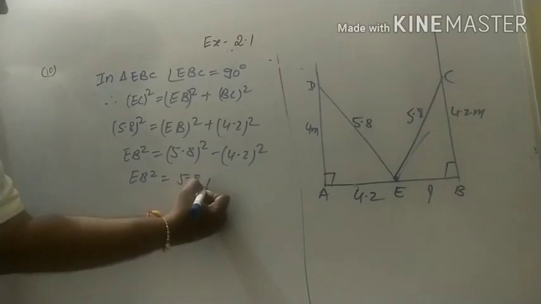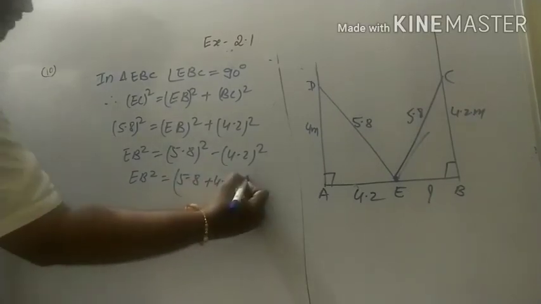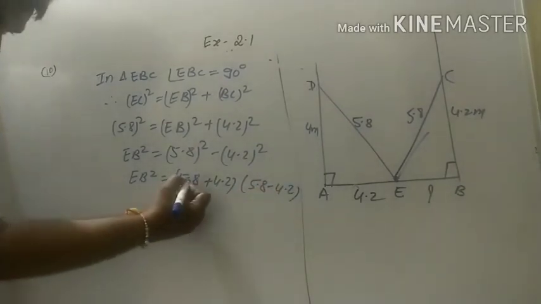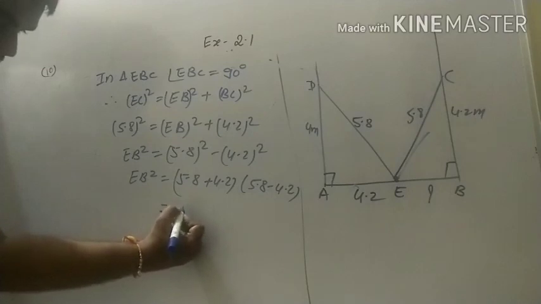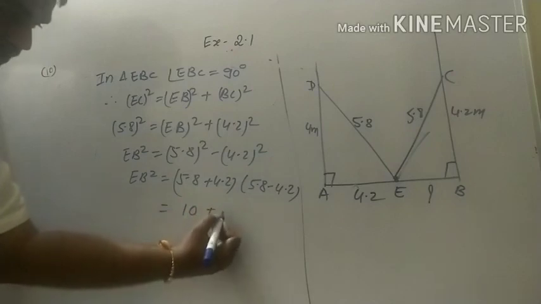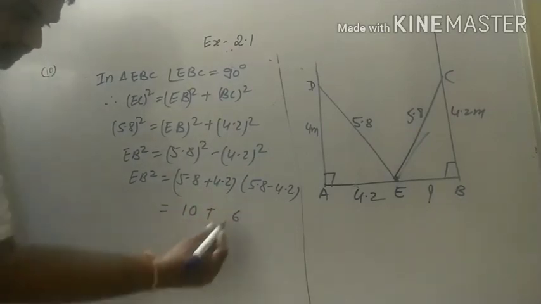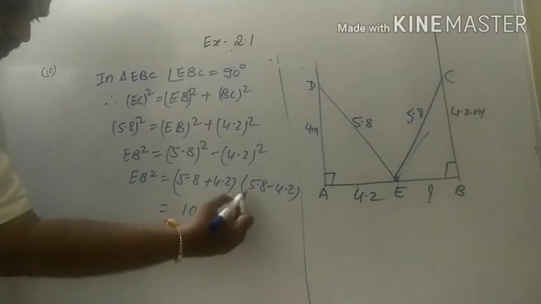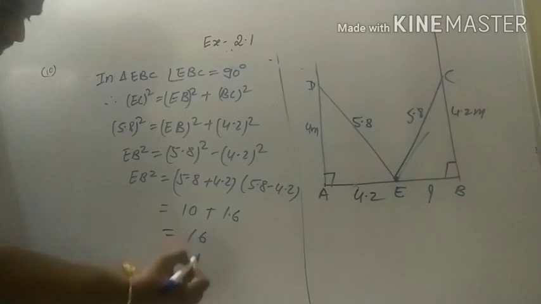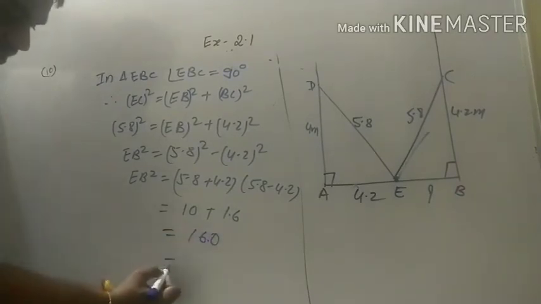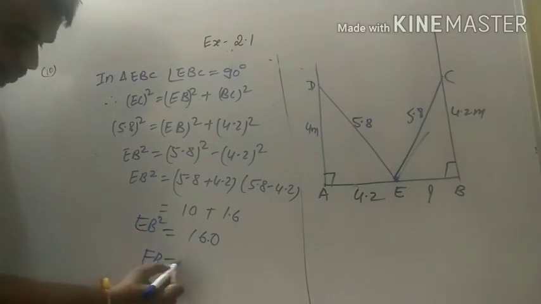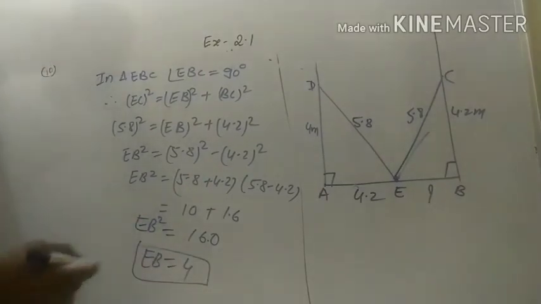EB square is equal to 5.8 plus 4.2 and 5.8 minus 4.2. 5.8 plus 4.2 is 10, and 5.8 minus 4.2 is 1.6. 1.6 into 10 is 16. EB square is equal to 16. Therefore, EB is equal to 4. The value of EB is 4.